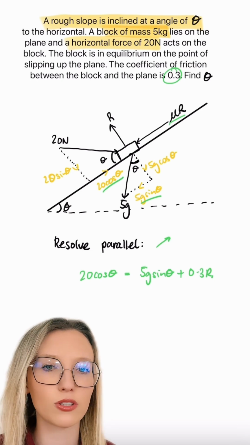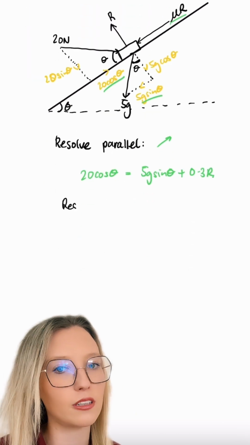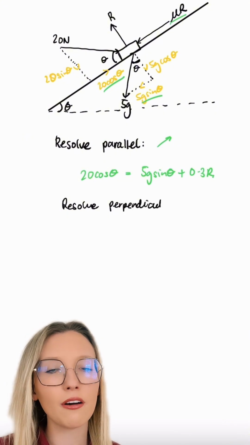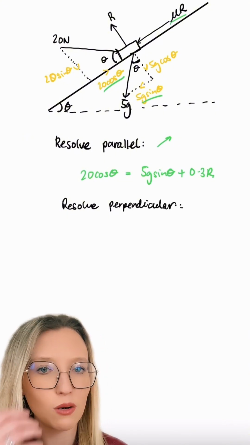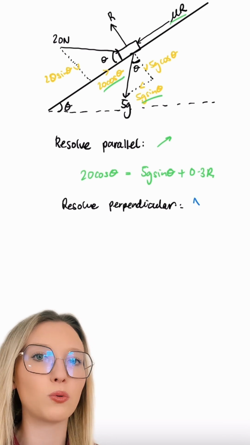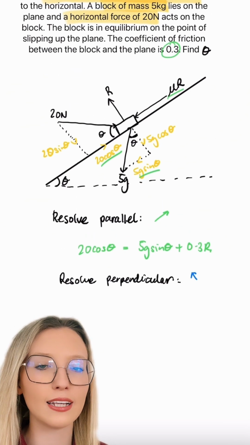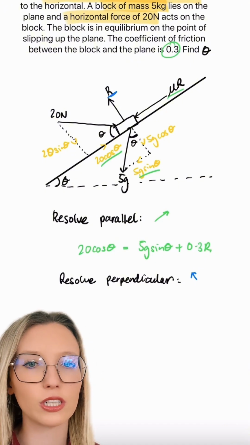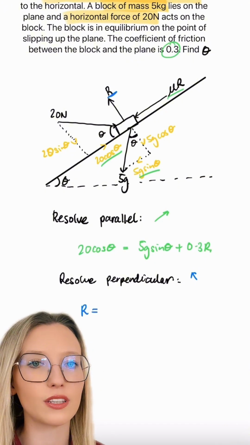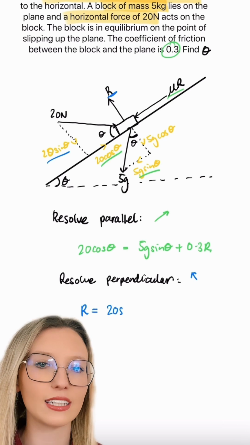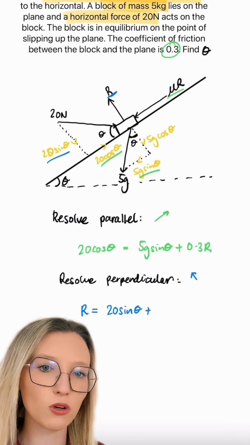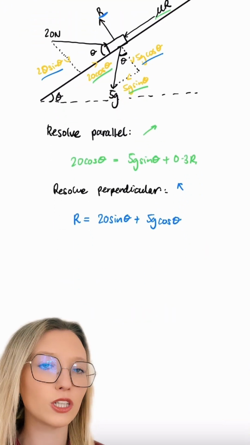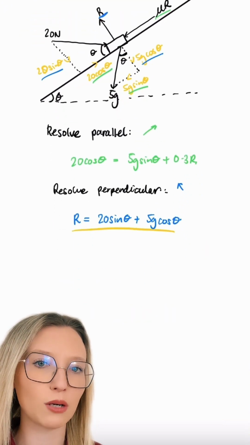Now let's take a look at resolving perpendicularly. I'm going to take the upwards direction here as positive. Well, we've got our one force working positively, which is our R. So R must equal the downward forces then. And we've got two downward forces working in the same direction here, which is 5g cos theta and 20 sine theta. Now we've got that, we've found a value for R here, and we can go ahead and plug this in to the green formula and equation that we've got above.